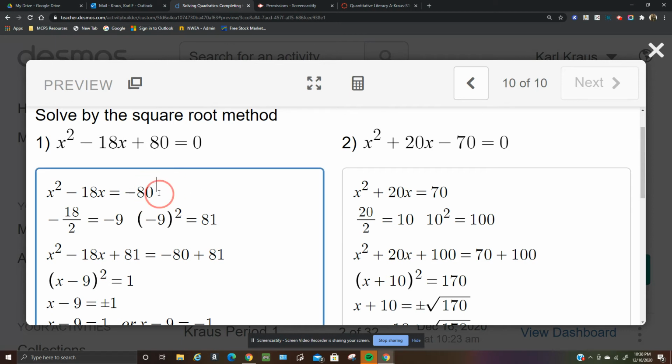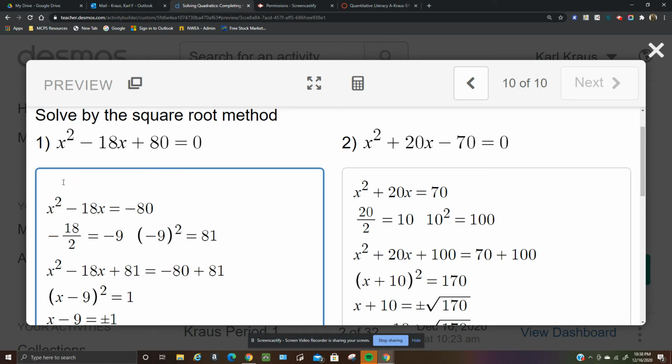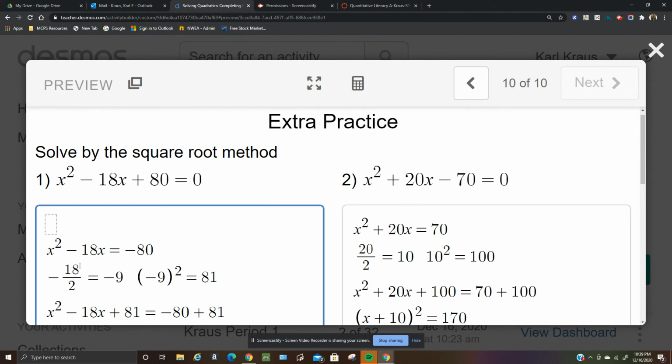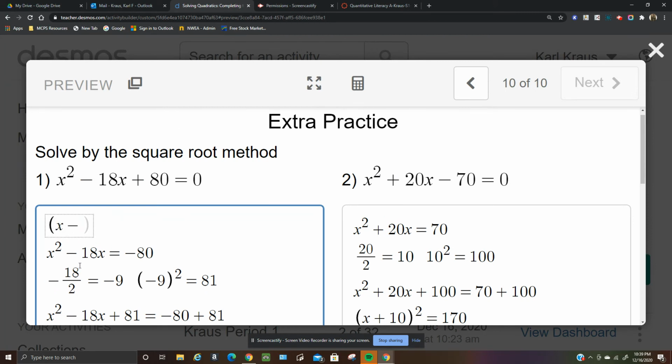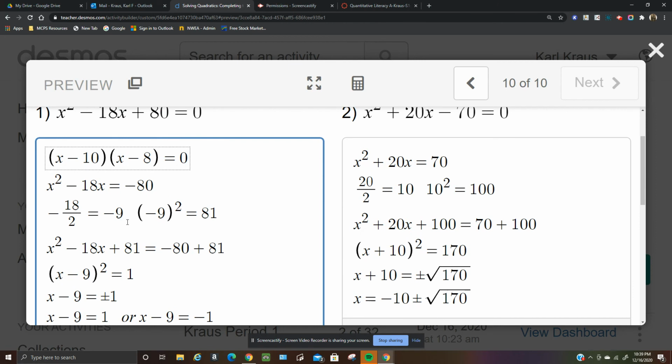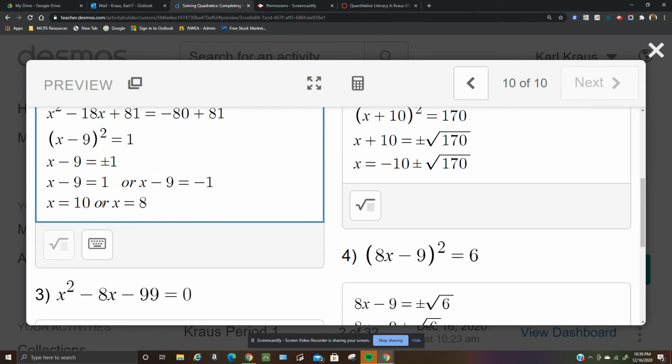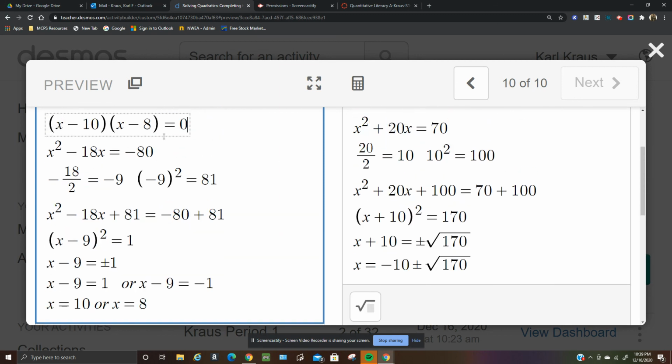This one actually factors, the original problem. If I factored it, factors of 80, they give me 18. So the other way you could solve this one is x minus 10 and x minus 8 equals 0. And notice if you did it that way, you could have got these two answers right after you factored, 10 and 8.